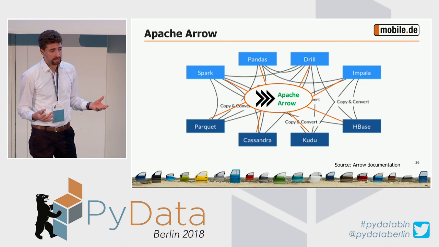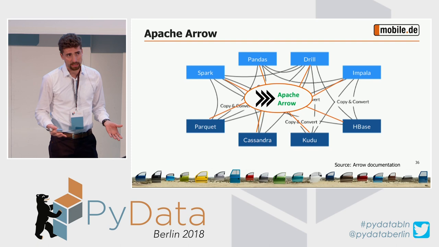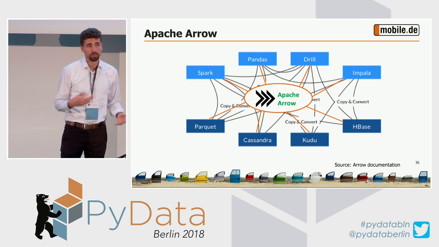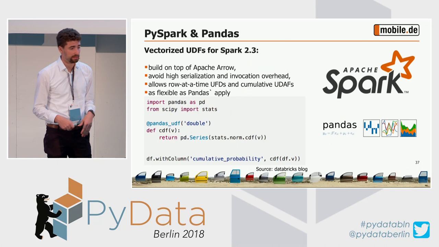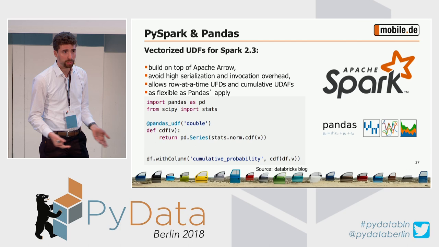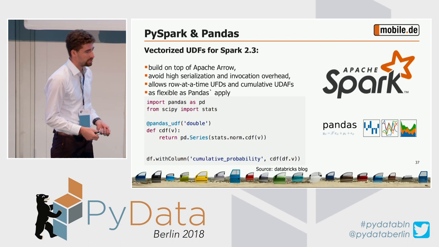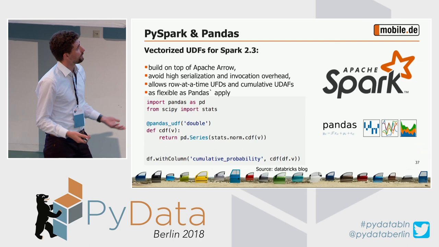Basically, just a rough idea, it defines an abstract memory layout for your data, and whoever is using the same layout does not need to do all this serialization and deserialization to get the data into the right structures. So luckily, Spark is using this in version 2.3. If you're lucky enough to use Spark 2.3, so if your cluster is already updated by the operations guy, then you have a really nice way of defining your user-defined functions.